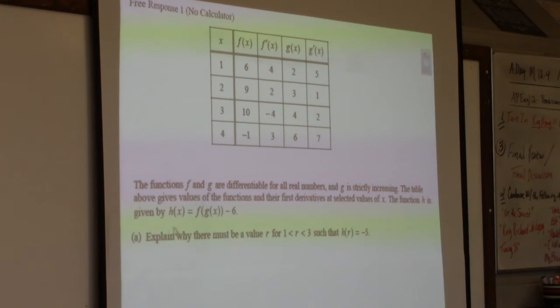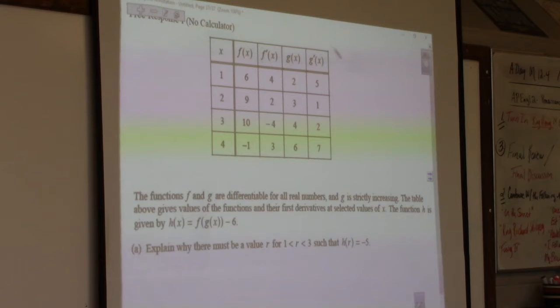Alright, so we're dealing with h, so we're going to need to find some values of h here. So let's go ahead and work those out. Let's do h of 1 and h of 3. Now, if we do h of 1, that means we're going to end up with what? F of g of 1 minus 6.